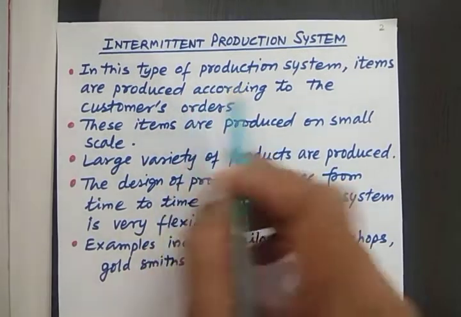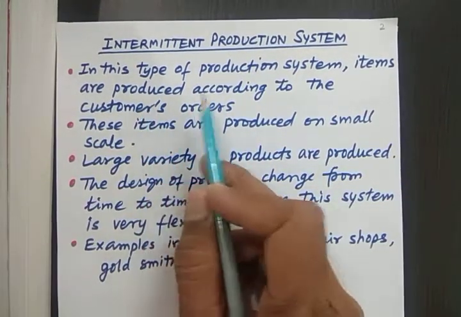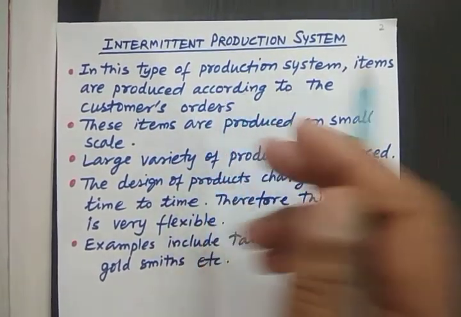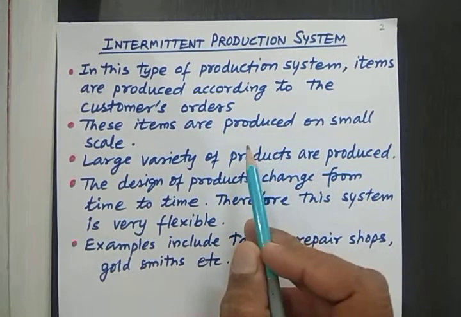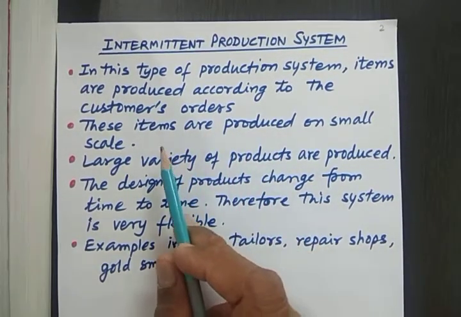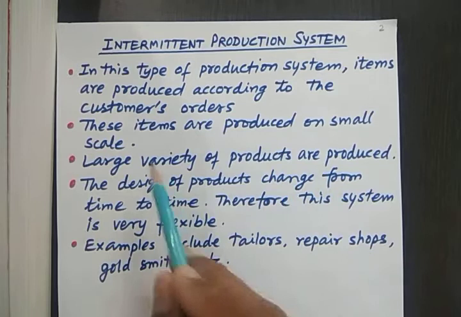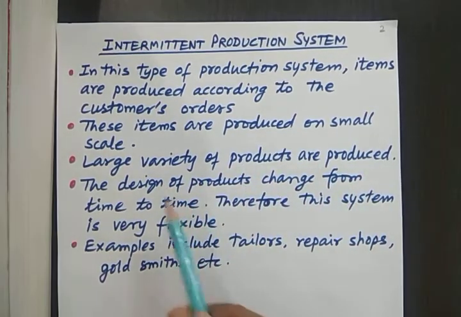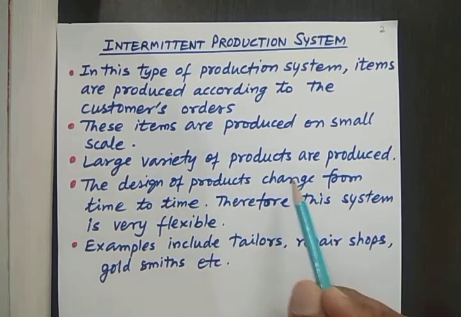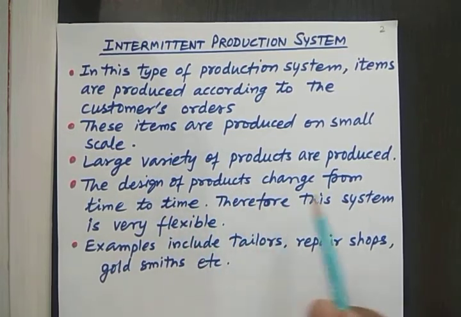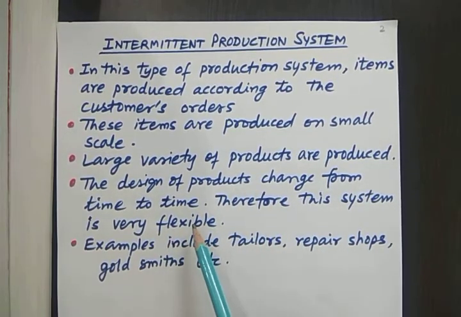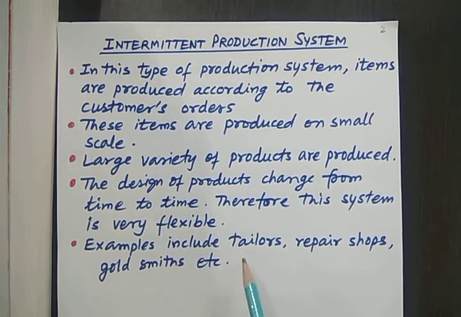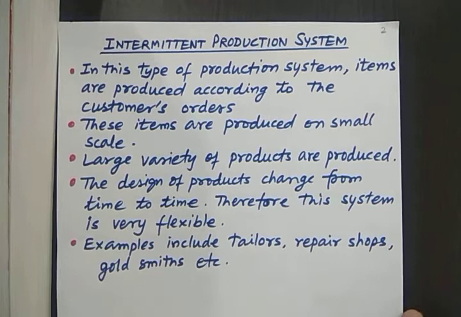Intermittent production system. In this type of production system, items are produced according to the customer's order. These items are produced on a small scale. A large variety of products are produced. The design of the product changes from time to time. Therefore, this system is very flexible. Examples include tailor shops, repair shops, goldsmiths, etc.